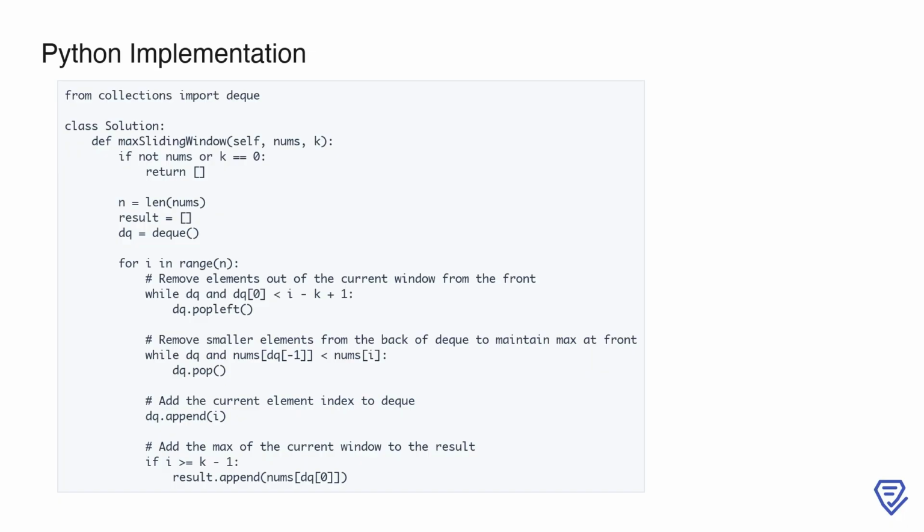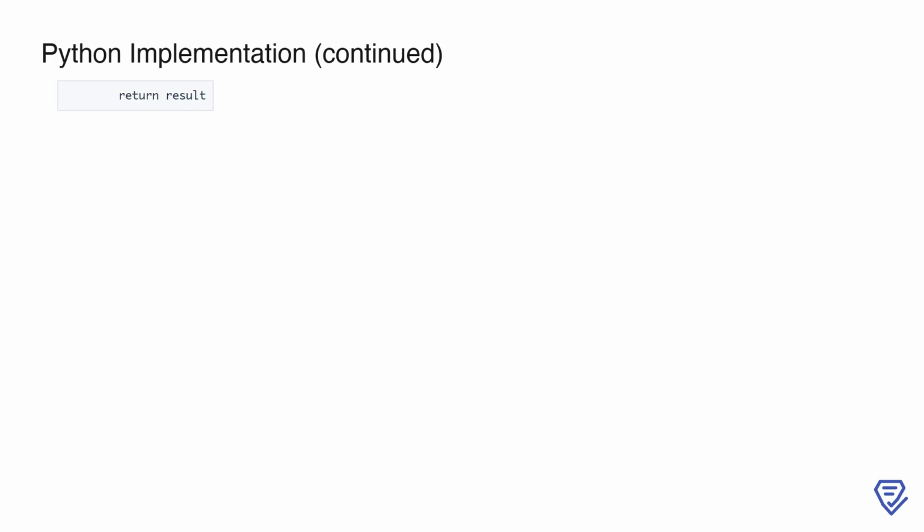If the current index is at least k-1, meaning we've processed enough elements to form a complete window, we append the maximum value of this window to the result by accessing nums at the index stored at the front of the DEQ. Finally, after completing the iteration over the input list, we return the result array. This array contains the maximum values for each sliding window of size k.